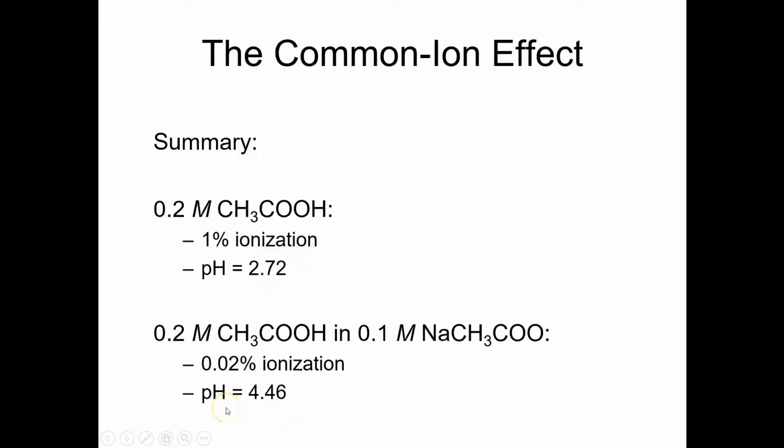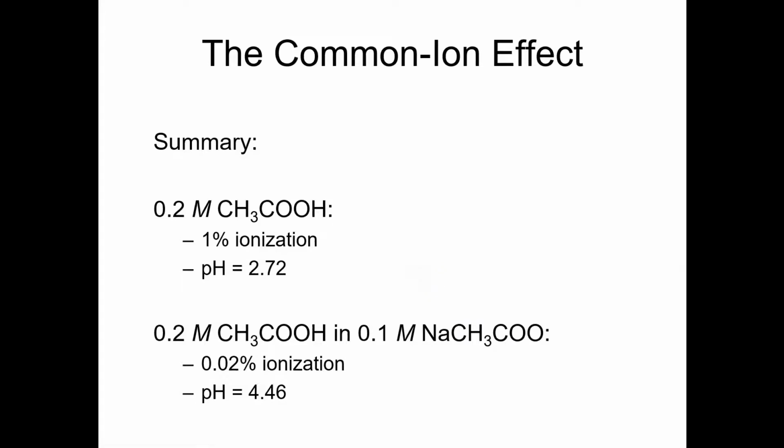And remember that every pH unit is tenfold. And so what this is saying really is that this solution here has about 50 times as much H plus in it as this solution does. And so this is the idea of the common ion effect. If I have acetate already in solution, it significantly suppresses the ionization of the acetic acid. So that's the summary of what we've seen so far.